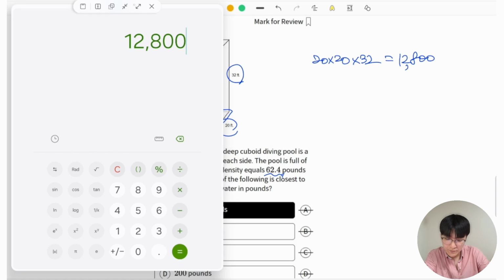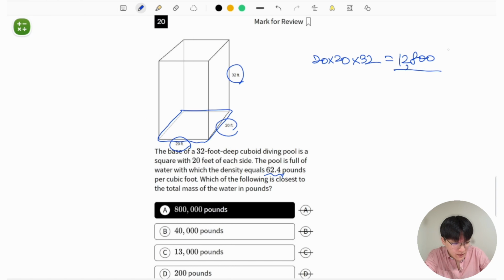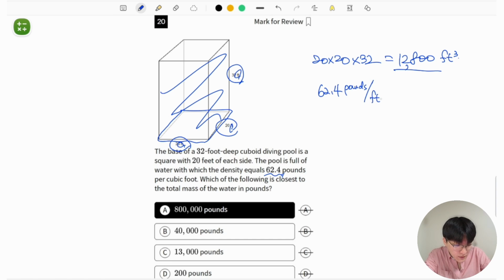12,800. That is in feet cubed. Why? It's the volume. Feet cubed. Feet times feet times feet. There's 3 feet. And if we multiply that by 62.4 pounds per cubic feet, what happens to the units? The units go away, and now you're just left with the pounds, which is what we want to find.